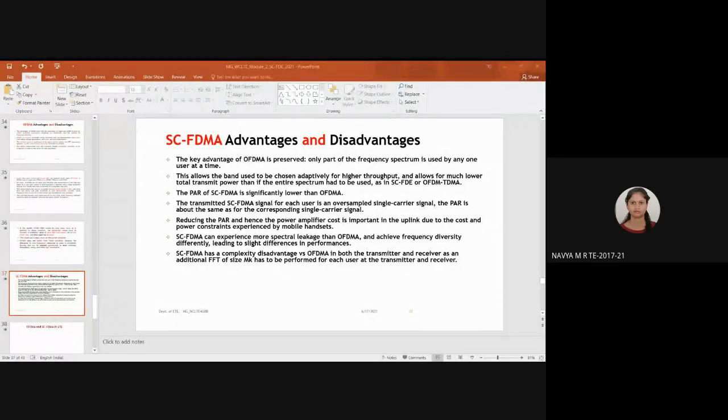More spectral leakage. Okay, so what Navya says is that there will be more spectral leakage. That is one drawback of SC-FDMA. Fine, she has also captured the right point. SC-FDMA experiences more spectral leakage when compared to OFDMA. So the frequency diversity achieved by SC-FDMA is slightly different, which leads to slight differences in performance when compared to OFDMA. Fine, so that is one point.